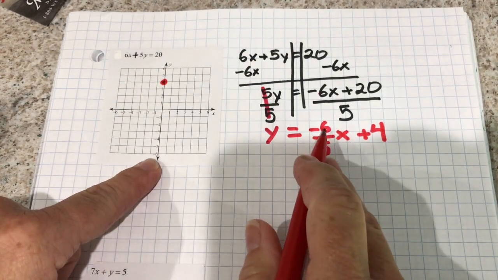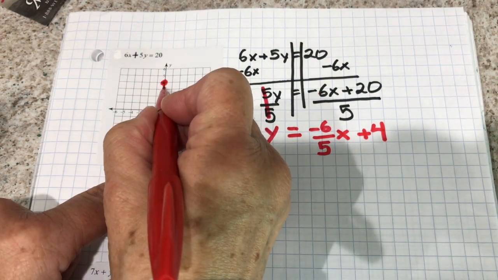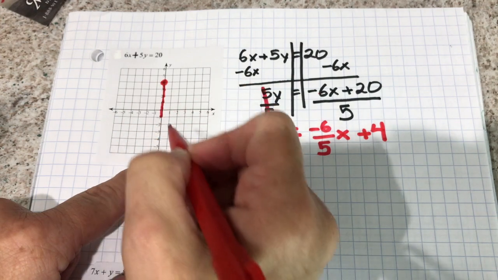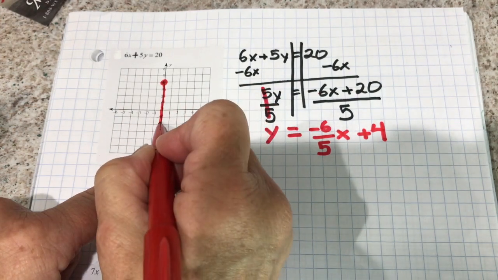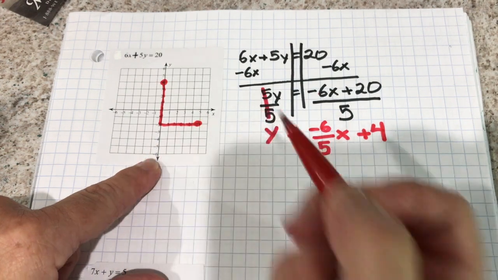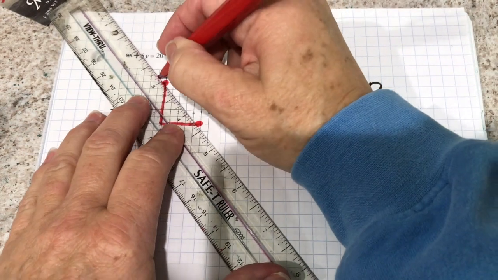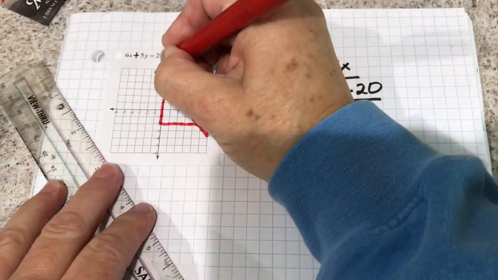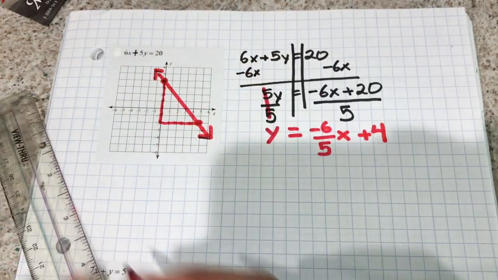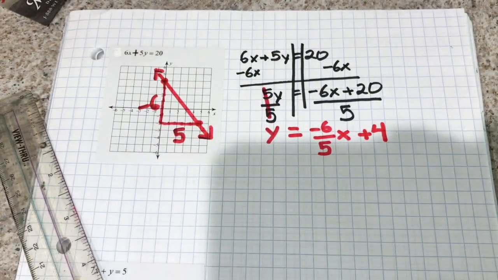And now we're going to go down 6, to the right 5. 1, 2, 3, 4, 5, 6. 1, 2, 3, 4, 5. Draw our line. And we're done. Remember, it's negative 6 over 5.